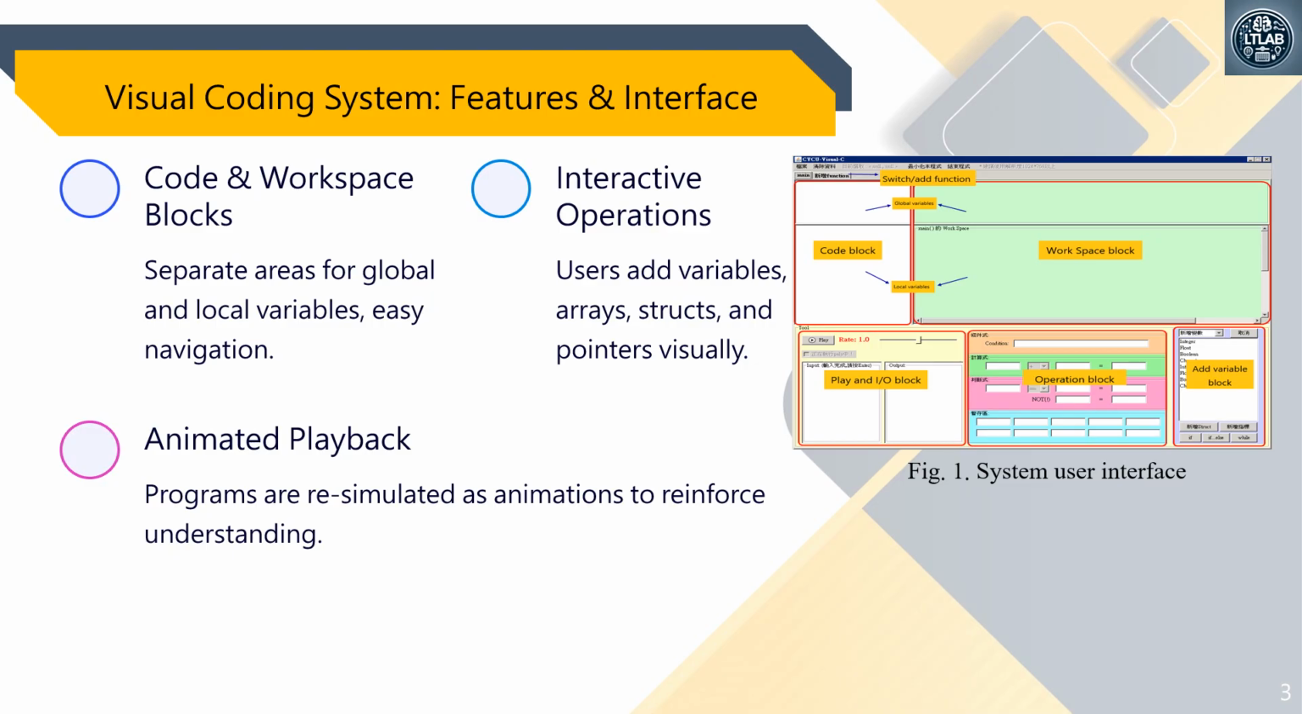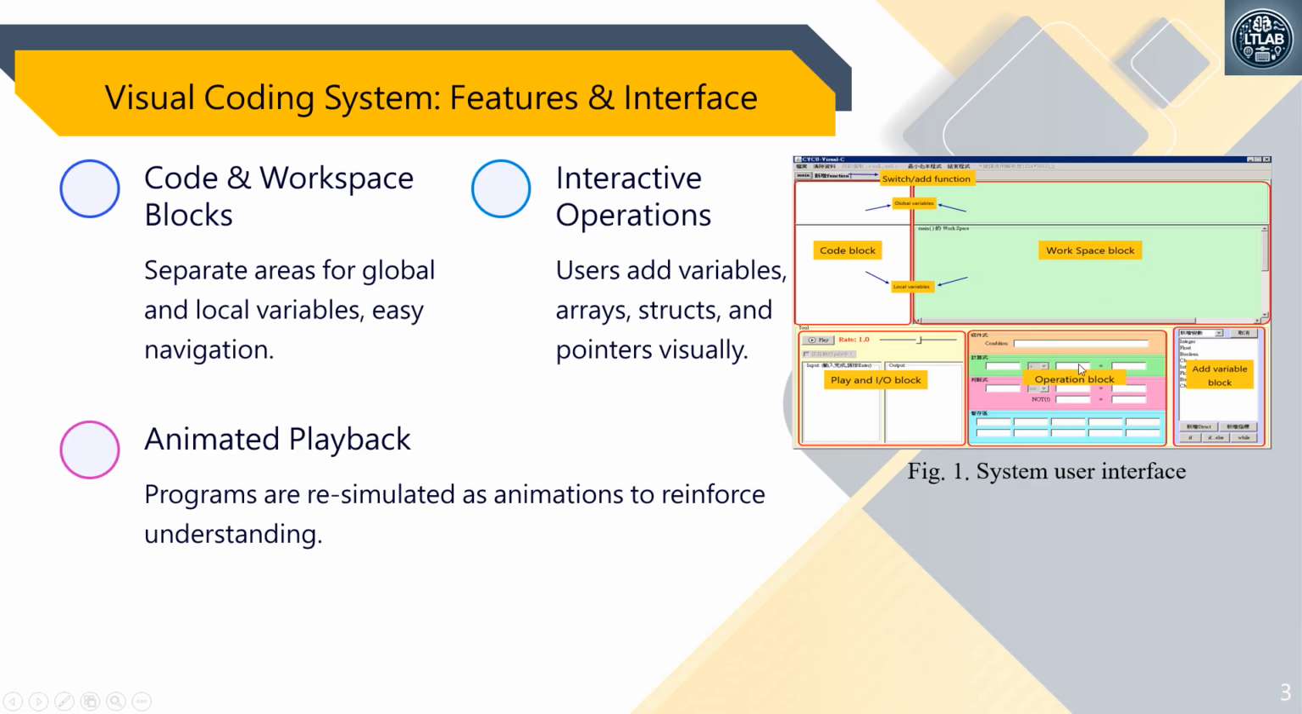Everyone can see this picture is the system user interface. You can see the switch and the function. And this is the code block. In this code block, you write your code, and when you press this play button, it will display the runtime for this program, the procedure in the workspace block.